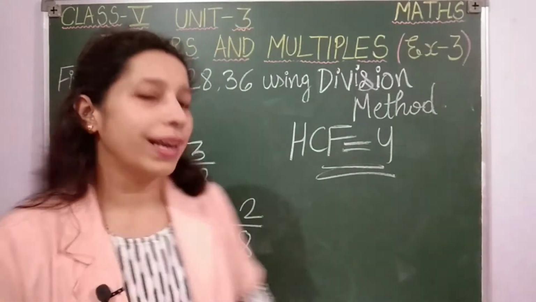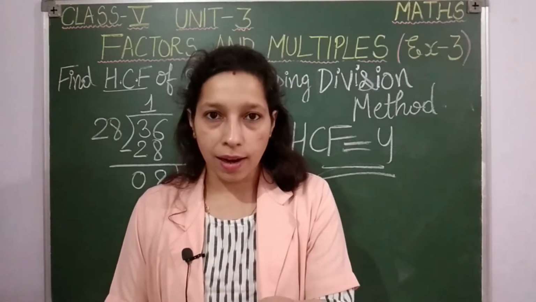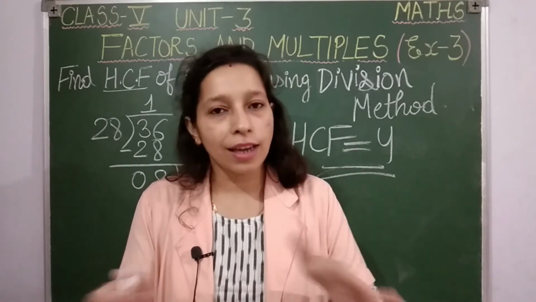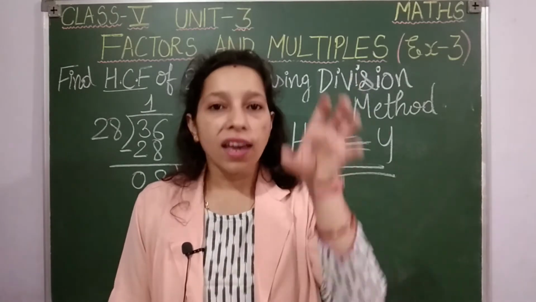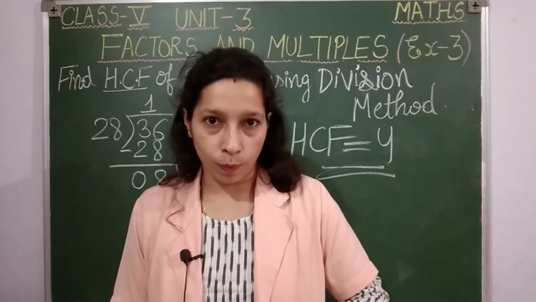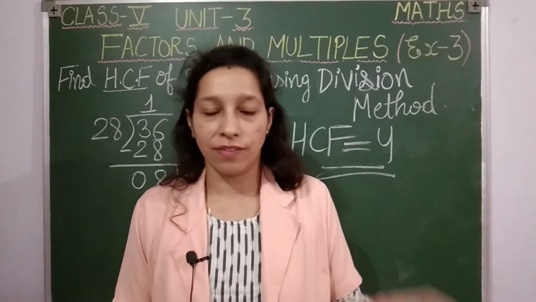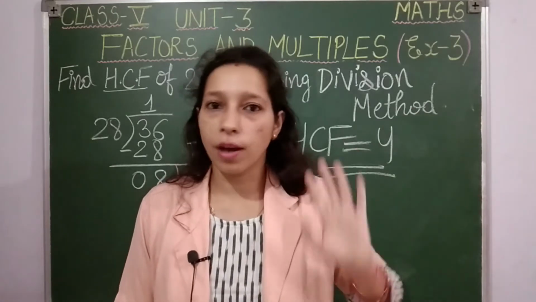Okay, once again I am explaining. Division method is very simple, students. What you have to do? You have to take the greater number as dividend, then you have to take the number less than it as divisor. Then you are going to simply divide. जैसे आप divide करते हो, same वैसे divide करना है. If you will get the remainder 0, that means the divisor will be your HCF. जहाँ 0 आया, जिस divisor से आपने divide किया था, that divisor will become your HCF.